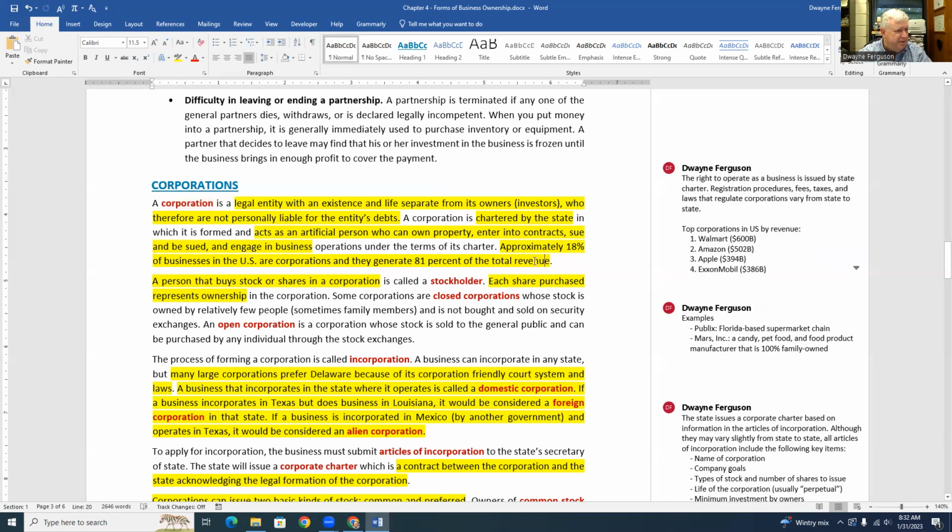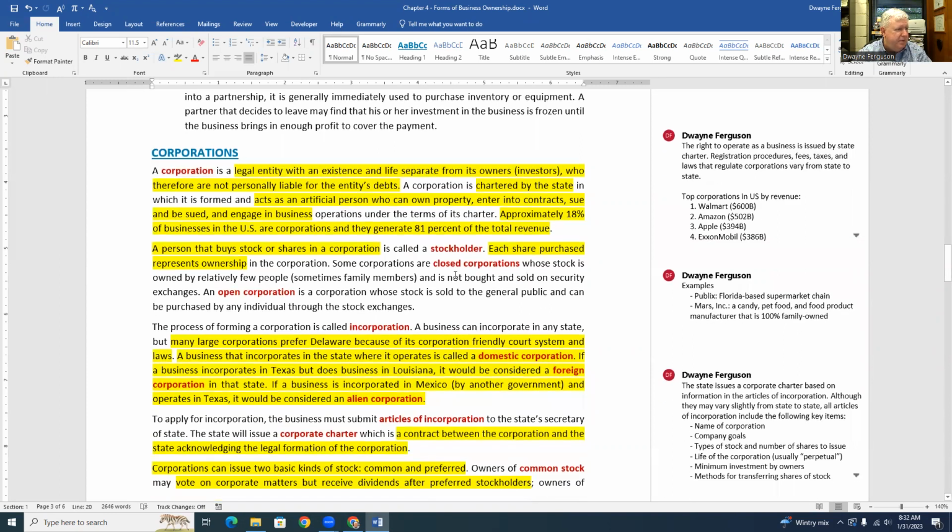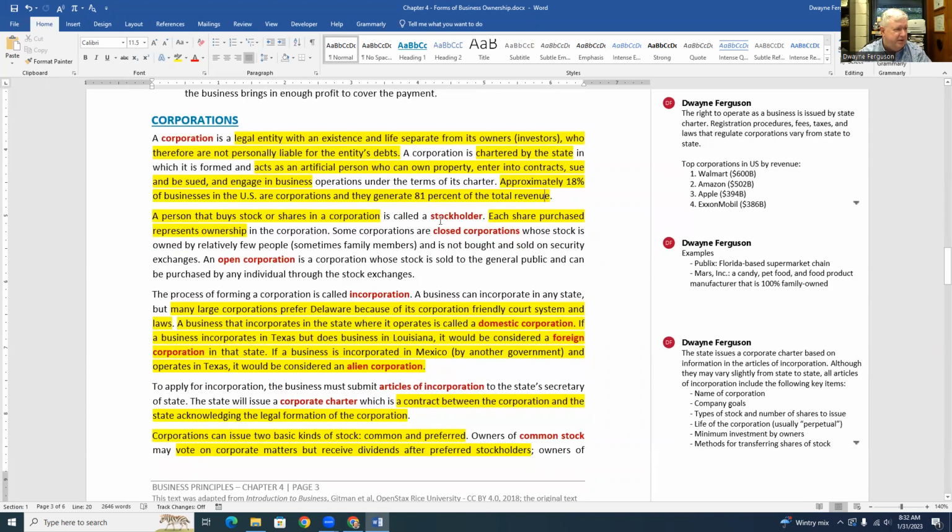So anyway, the numbers that you would need to know on percentages, remember 72% are sole proprietorships, 10% are partnerships, 18% are corporations. And just know that corporations, of course, bring in the most revenue. A person who buys stock in a corporation is a stockholder. As a stockholder, you get 1 vote per share if you're a common stockholder. So we'll talk about that here in a minute. So you go to the stockholders meetings and get to vote your shares.